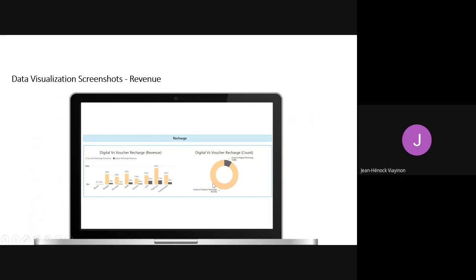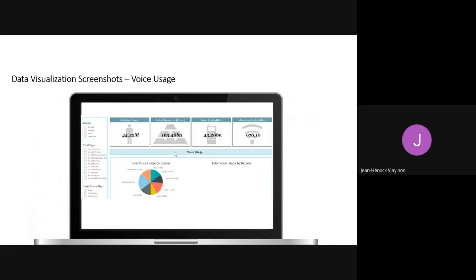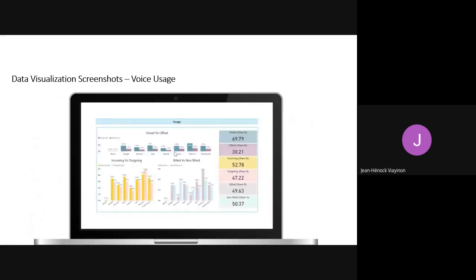Now here we have information about the refill and the refill channel. So per channel you have a digital channel, you have a voucher channel, and per channel you can see the performance. And now, here is the voice usage. Also, here are some bar charts to show you the on net versus off net split, billing versus non-billing revenue, incoming versus outgoing, and some other KPIs on the right side.